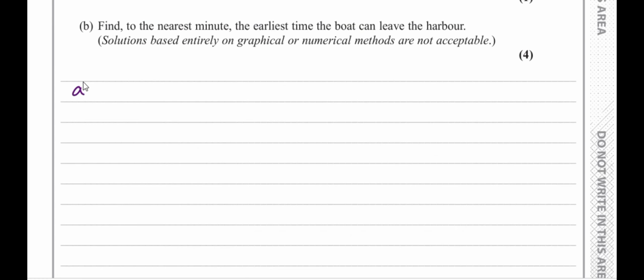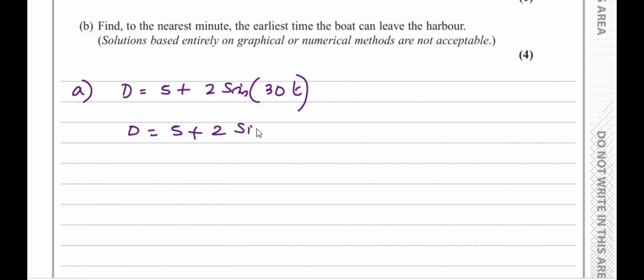So let's write, the question was what? d is equal to 5 plus 2 sine bracket 30t, right? Okay, so now let's put d is equal to 5 plus 2 sine, and in place of t we are now going to put the time. What was the time? 6:30 a.m. So we should be putting 6.5 hours and then putting this into the calculator, I get 4.48 meters.